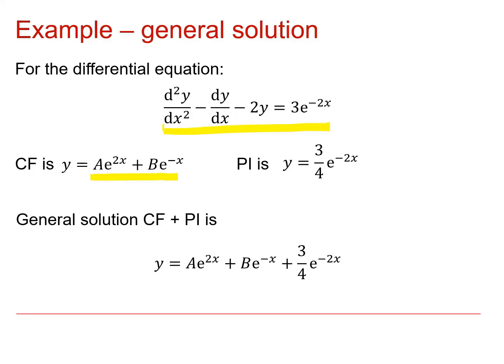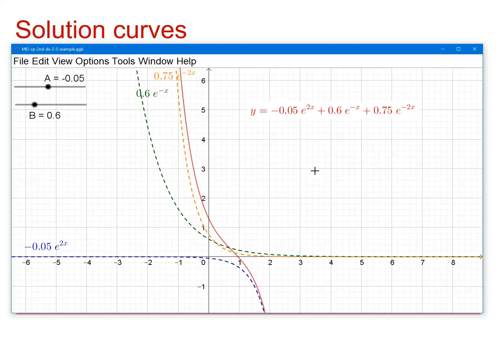This differential equation we've done a number of times now. That's the complementary function, and there's the particular integral, and of course the general solution is the complementary function plus the particular integral. So we're going to have a look at a dynamic plot of this curve, and in fact I've got each of the three parts plotted on here. So the yellow line is the 0.75 e to the minus 2x. The green line is the 0.6 e to the minus x, and the blue line is the minus 0.05 e to the 2x. That's using these parameters for a and b.